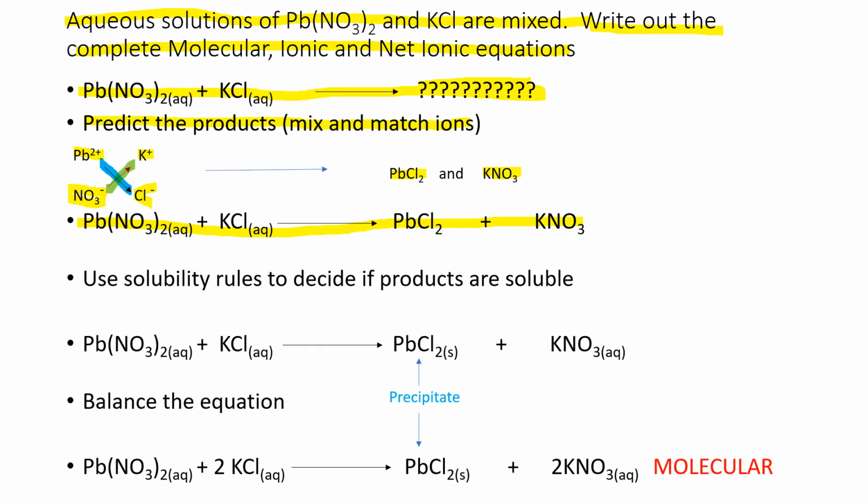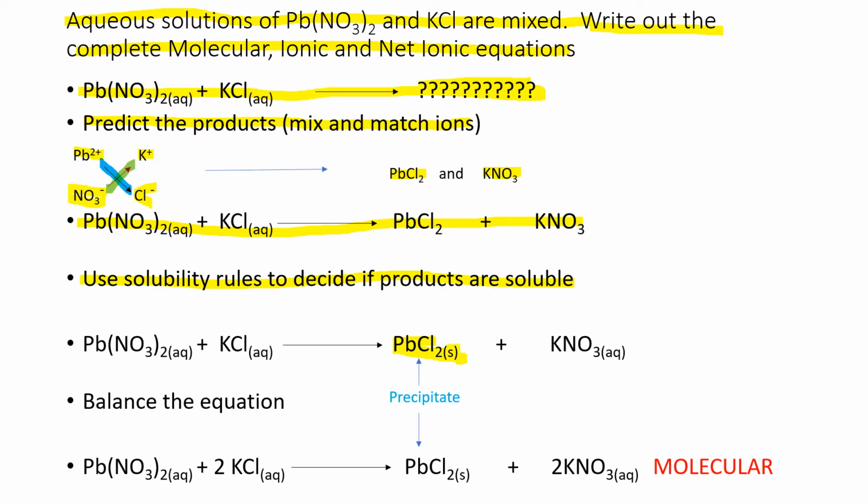Next up, we have to decide whether those products are soluble or not soluble. To do that, we need to use the solubility rules to decide if these are going to be soluble or not. So you have to memorize these solubility rules. Our solubility rules for chlorides say chloride's generally soluble except when paired with lead. And here we're paired with lead. So being paired with lead, that's going to be a solid here. That's not going to be soluble.